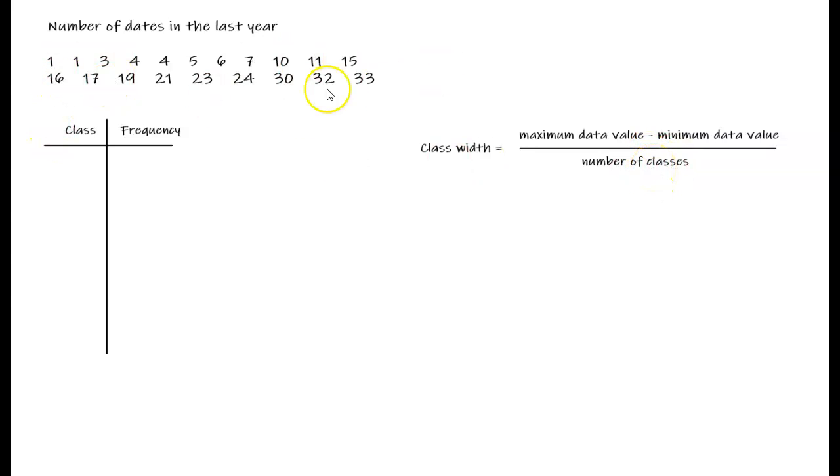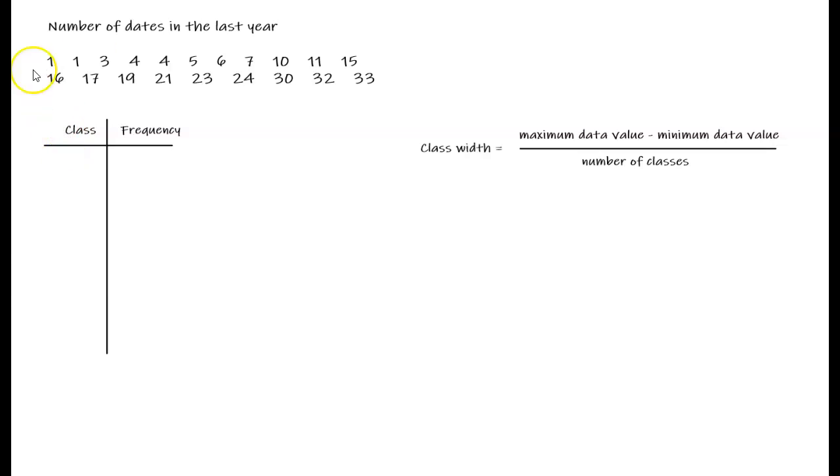And I have 20 pieces of data, so just suppose that I asked 20 people, how many dates have you been on in the last year? And these were the answers from those 20 people. So 2 people said they've been on 1 date. One person said they were on 15 dates. One person said they were on 33 dates. I think they were probably lying, but maybe.